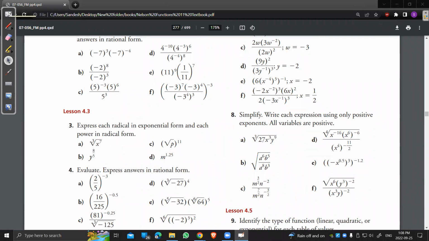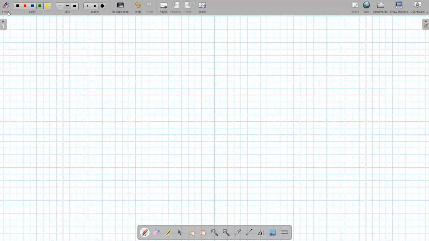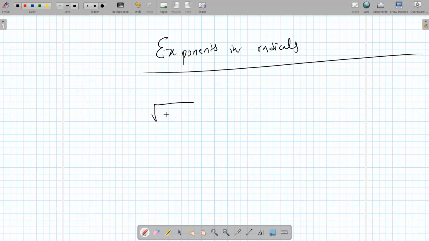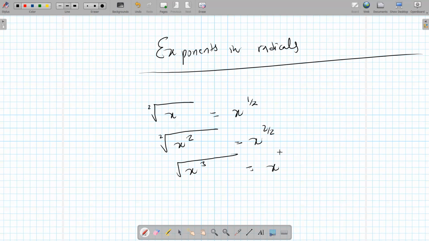Let's look at something similar, but at the same time different. We're gonna turn exponents into radicals. Radicals just means a root form, like square root form. How does it work? If you have the square root of x, this means it's x to the power of 1 over 2. If you have the square root of x squared, it's going to be x to the power of 2 over 2. Because square root means there's an invisible 2 on the outside, and that's going to go in the denominator. For example, square root of x cubed is going to be x to the power of 3 over 2.